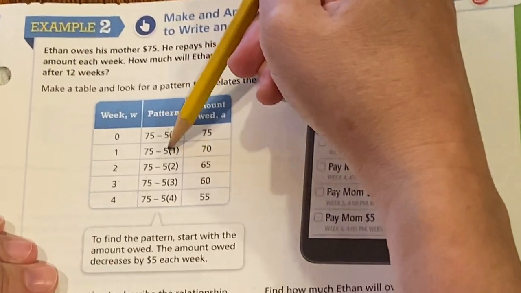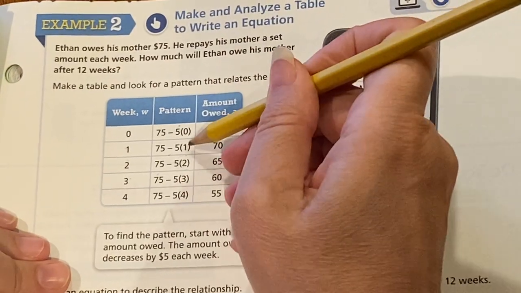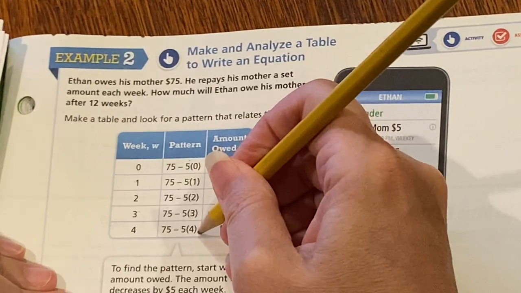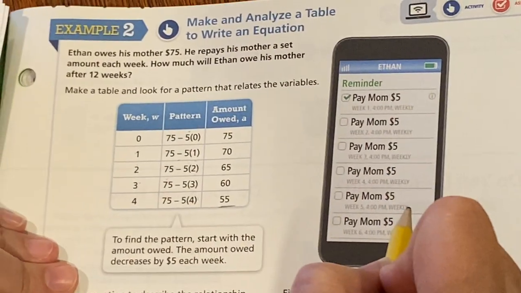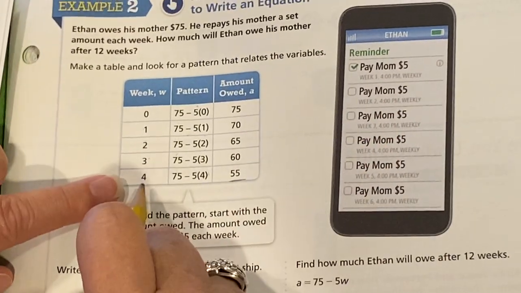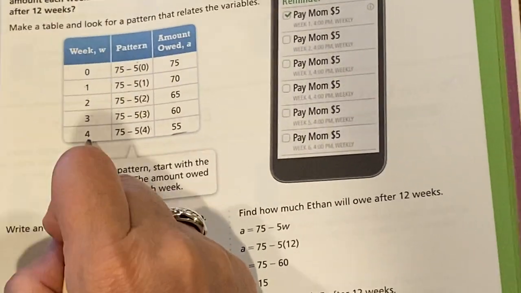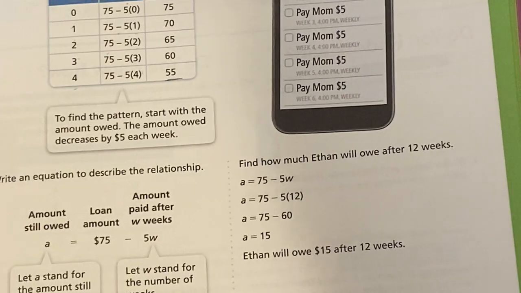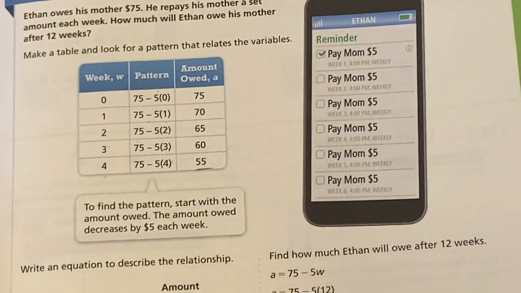So this 5 represents the number of dollars he's paying, and the 1, 2, 3, and 4 is the week that he's on. So this is the amount that he's going to have left. So we got up to 4 weeks here. We want to know, well, how much is he going to owe after 12 weeks? So how can we put that into an equation? Think about that for a minute.